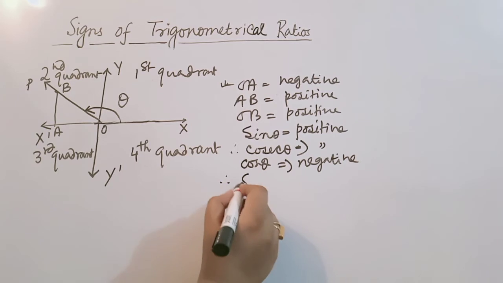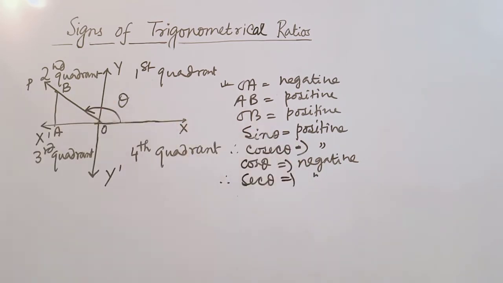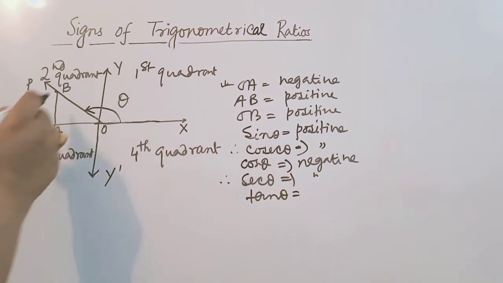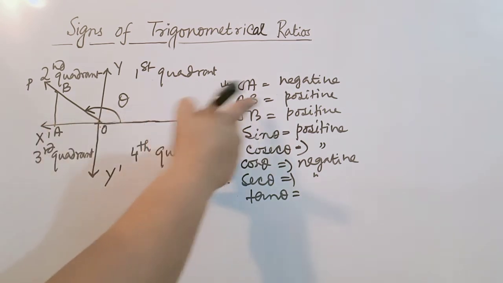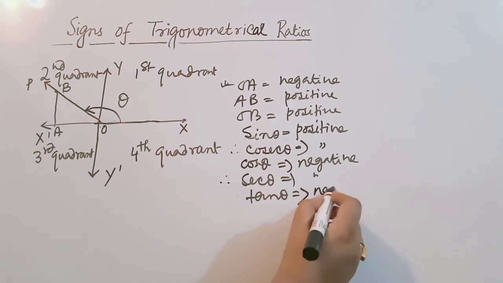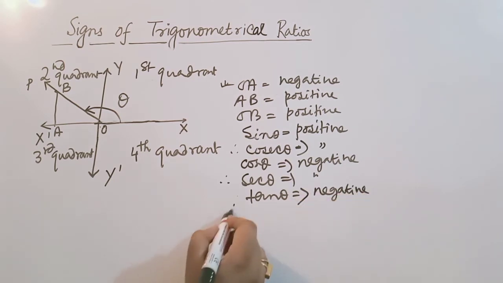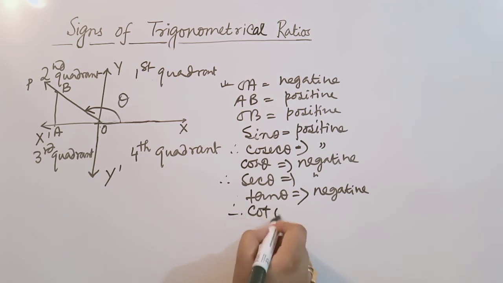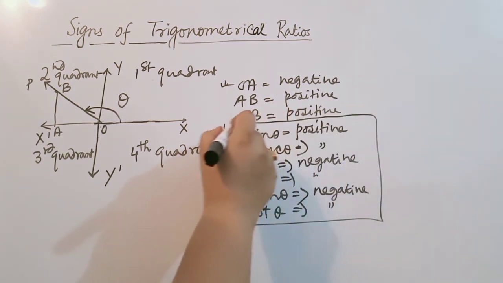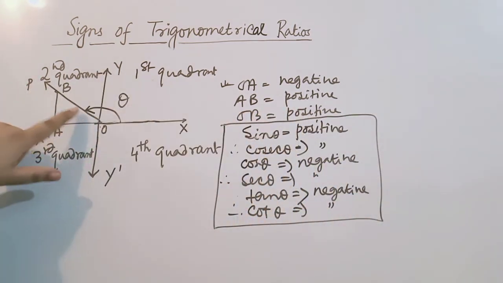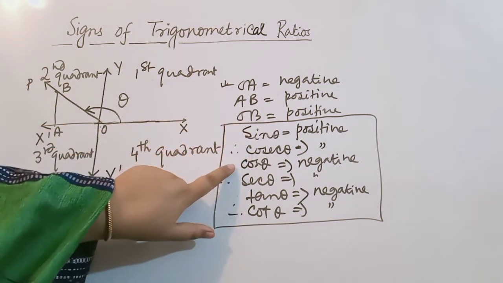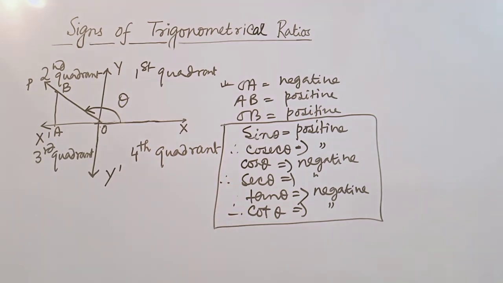And so sec theta will also be negative here. Now if we consider tan theta, we know this is equal to perpendicular by base, so AB by OA. Now clearly AB is positive but OA is negative. So positive by negative will be negative also. And so cot theta, meaning 1 by tan theta, is also negative. So here we find that when the ray OP lies in the second quadrant, then sine theta and cosec theta are positive, but cos, sec, tan and cot become negative.